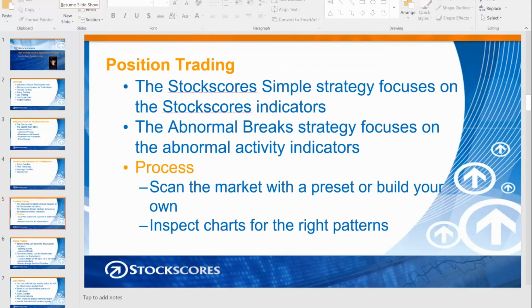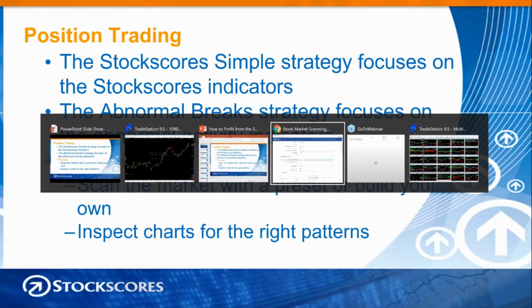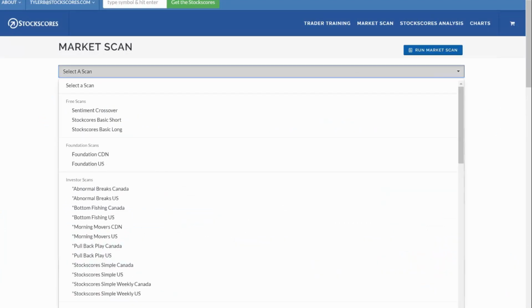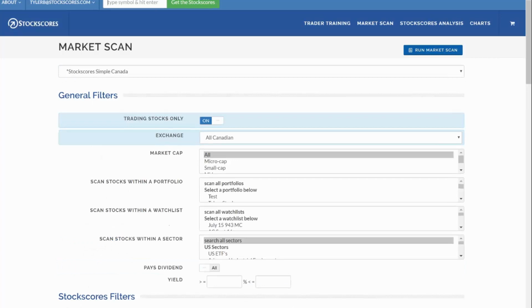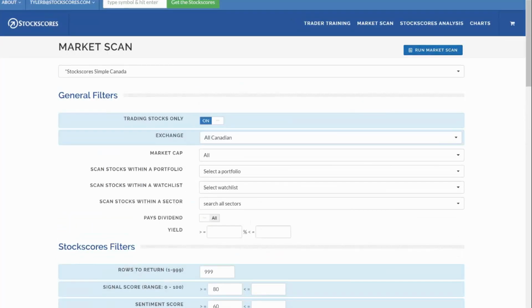So if we are position trading, we're going to do different preset scans. I can go back to the market scan tool here. Let's go back to Stockscores. And if I'm looking for position trades to hold long term, I might run the Stockscores simple strategy. That strategy utilizes some of those indicators that are built into Stockscores.